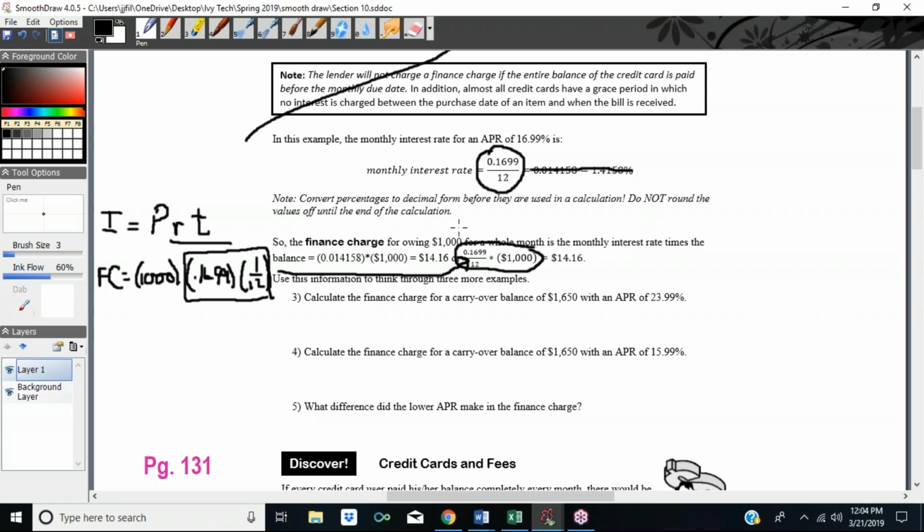So it says, calculate the finance charge for a carryover balance of $1,650 with an APR of 23.99%. So I'm going to do this one. I'm going to have you do the next one. So I'm going to do $1,650 times my APR, 0.2399, divided by 12, because we just want the 1 month finance charge. And dropping that in the calculator, I got $32.99.